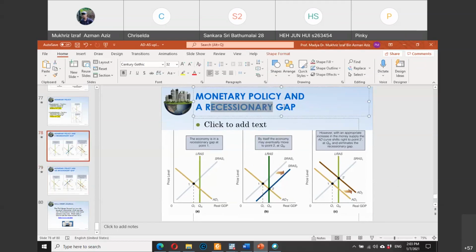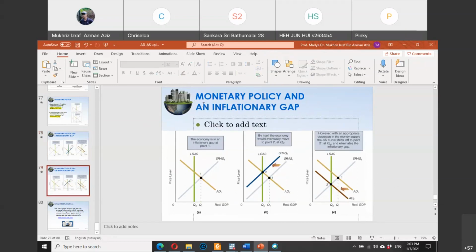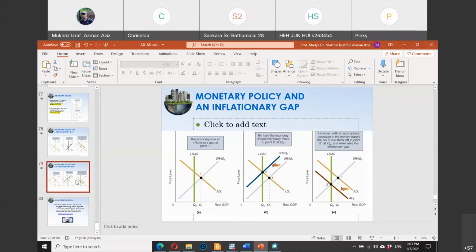A recessionary gap is always about increasing the output because the economy is doing very badly, so the government wants to increase the economic activity. But inflation means that the economy is moving too fast, so the government wants to slow down by reducing the aggregate demand. So this is what you see here, between expansionary and contractionary, whether it's for fiscal policy or for monetary policy.